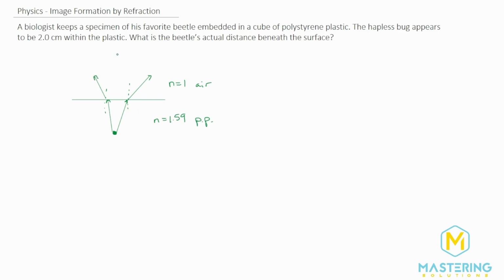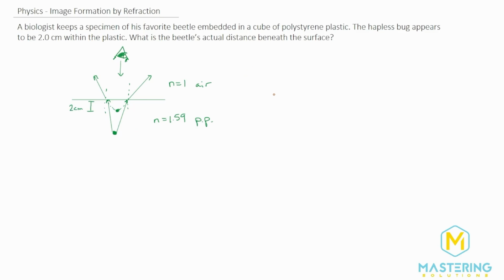So if we imagine that we're above this, and here's our eyeball, there's our eye, and we're looking down at the beetle. To us, where is it going to appear? Our brain says, well, hey, the light rays are coming like this, and it's coming down here. So the image that's going to get formed is actually going to be above the beetle. So this is what we're trying to solve for. We're trying to find out what is the actual distance from the surface down to the beetle. They tell us that it appears this distance right here is 2 centimeters.